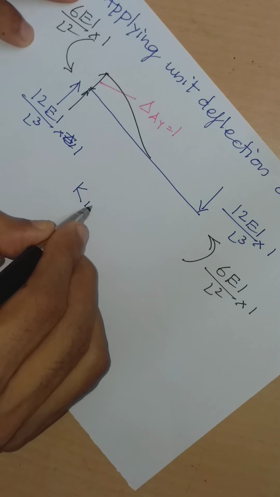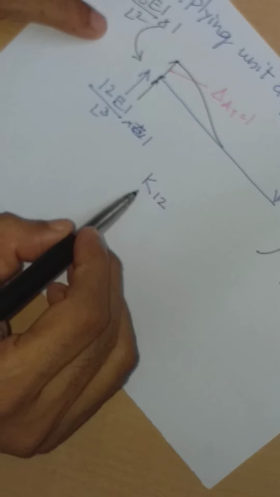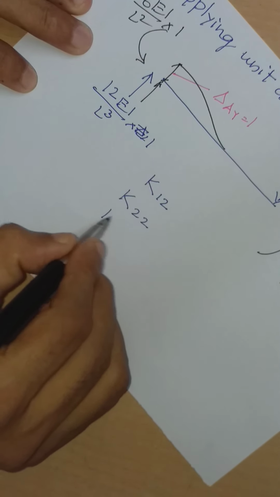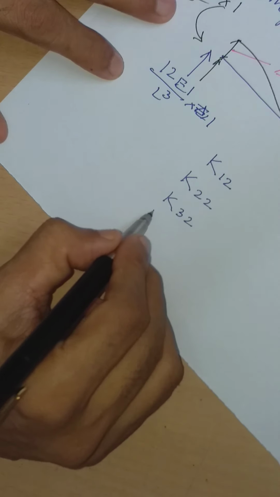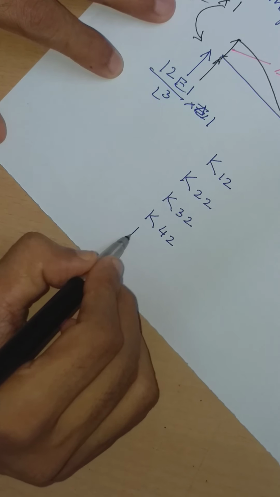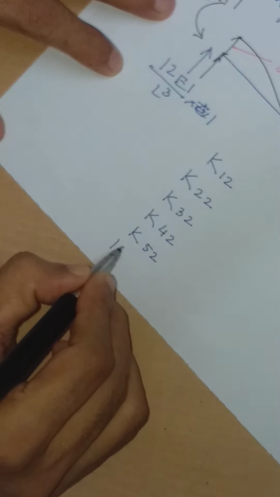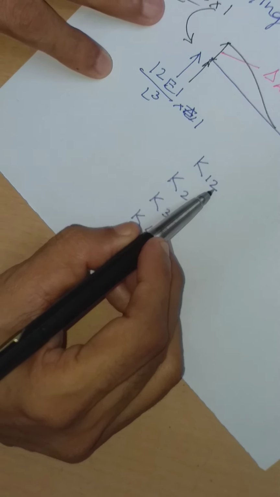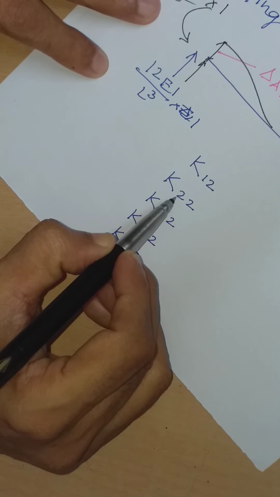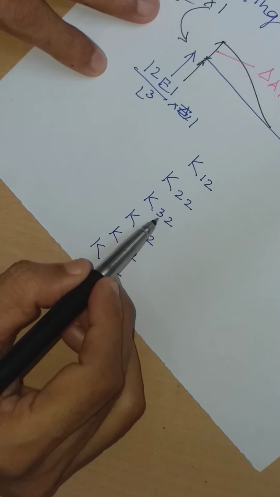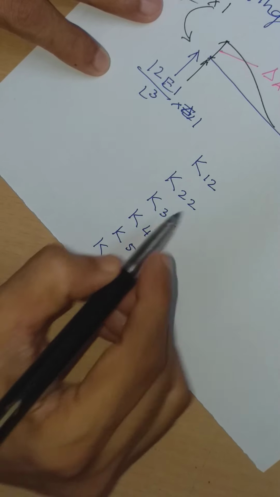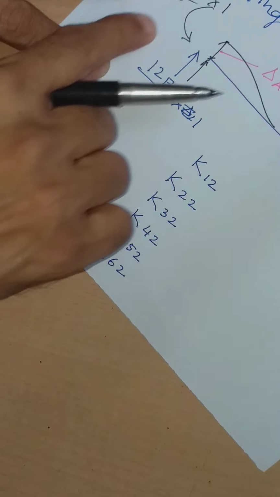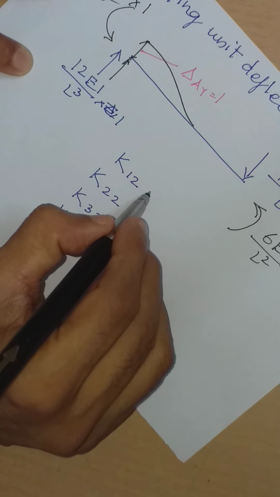So I am writing K12, that is force at coordinate 1 due to unit deflection at coordinate 2, K22, K32, K42, K52 and K62. I know the meanings of this. K12, force at coordinate 1 due to unit deflection at coordinate 2, force at coordinate 2 due to unit deflection at coordinate 2, force at coordinate 3 due to unit deflection at coordinate 2. So the one word is common, unit deflection at coordinate 2. This is the diagram of unit deflection at coordinate 2 and that is why I am able to write.